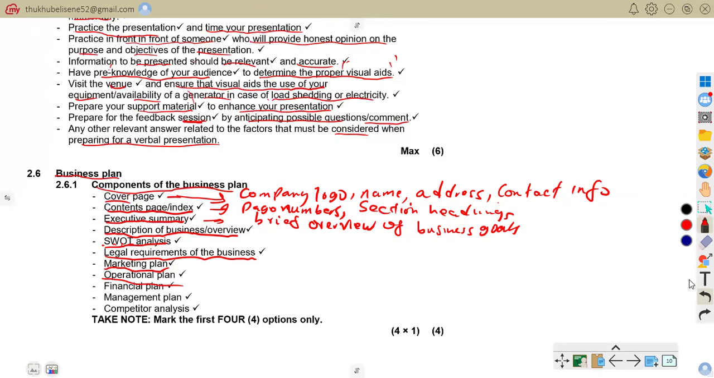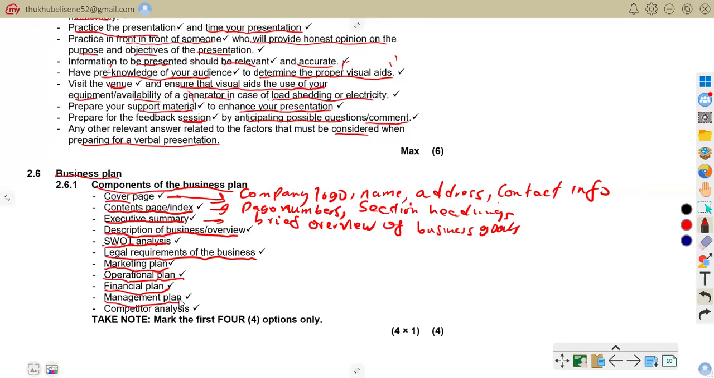Operational plan now. With this operational plan, we're talking about production processes, supply chain management, logistics, and distribution that you're going to make use of. Now coming to financial plan. With financial plan, now we're talking about revenue projections, expense breakdown, cash flow forecast. That is that.